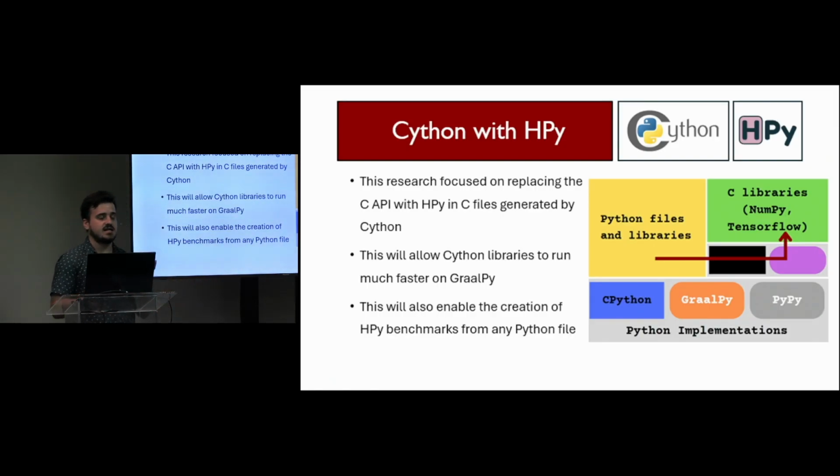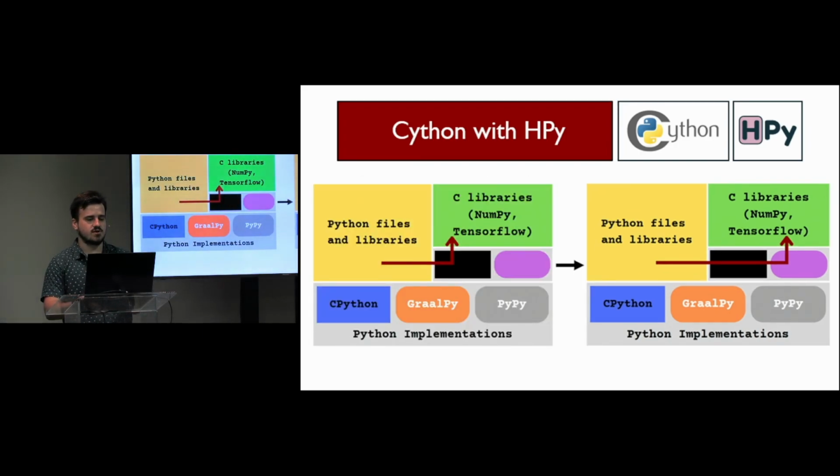Okay, so wherever Cython files normally use a C API, we change the C API to HPy. This will allow these libraries to run much faster on GraalPy, and it will also allow us to create many different programs we can use to benchmark HPy. Because if we have a Cython compiler, we could just compile many different Python programs rather than have to port each one individually. Okay, so in essence, our project is doing this. We're going from this over here to this over here.